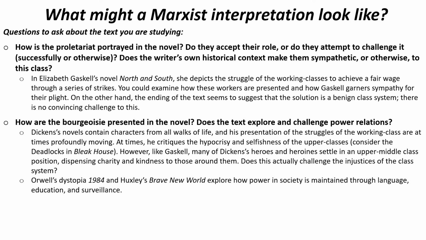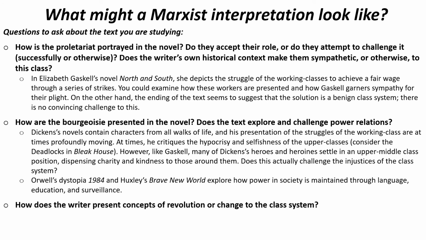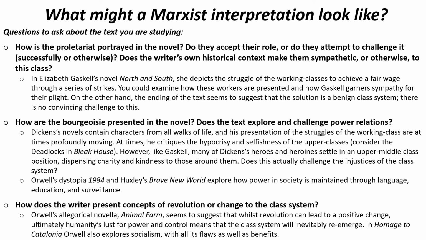In contrast, we could look at George Orwell's novels, his dystopia 1984, also Huxley's Brave New World, both amazing novels, and they explore how power in society is maintained by the bourgeoisie through language, through education, through surveillance. And finally, you could think about, how does the writer present concepts of revolution or change to the class system? Going back to George Orwell, his allegorical novella Animal Farm seems to suggest that whilst revolution can lead to positive change, ultimately humanity's lust for power and control means that the class system will inevitably re-emerge.